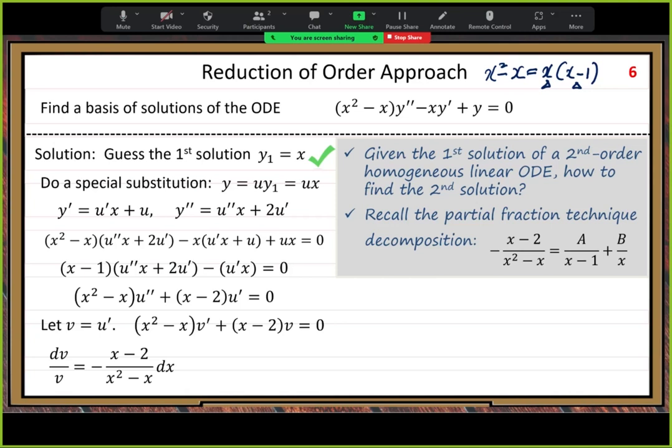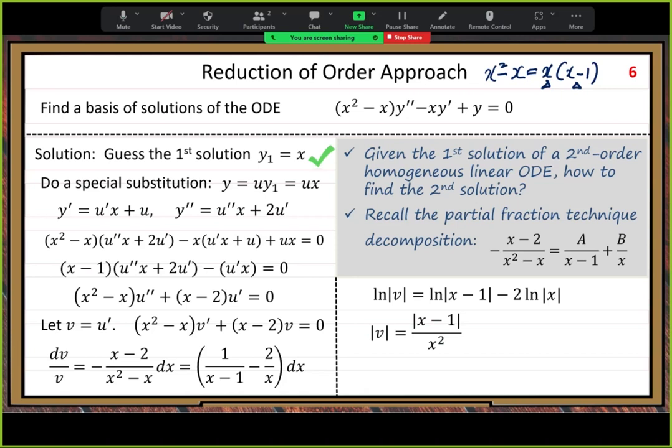Okay? All right. So here I just write the answer. The answer is this. Partial fraction decomposition, like that. Then to take the integral, we have the formula. The integral, we can use natural log, absolute value to write it. And simplification like that.